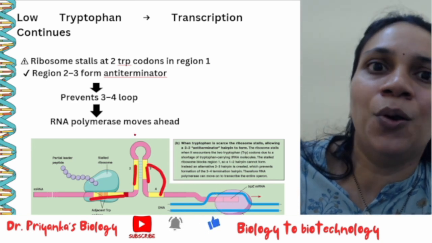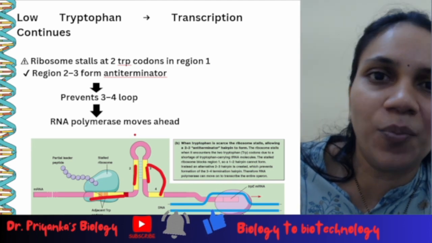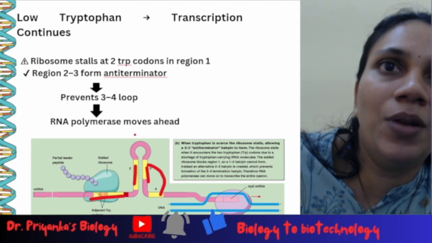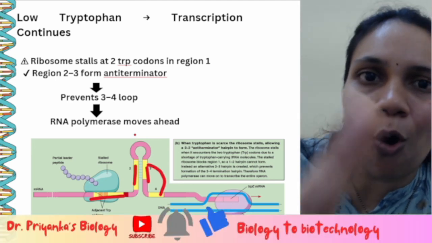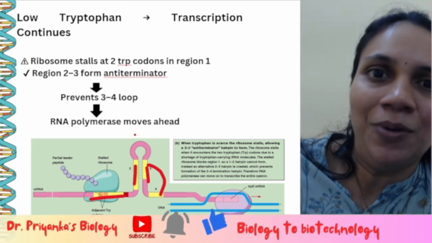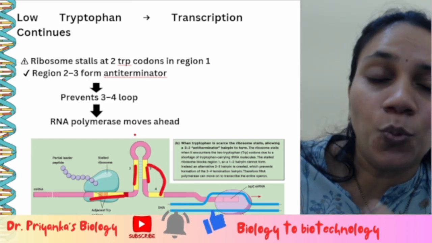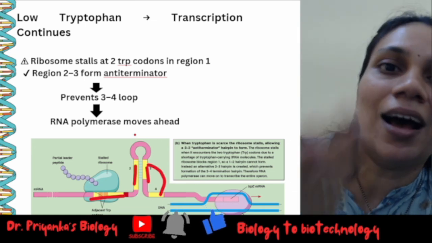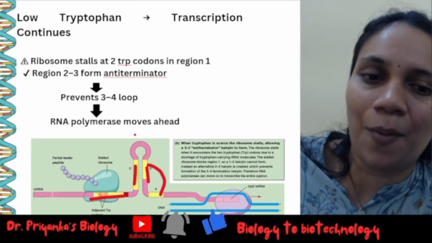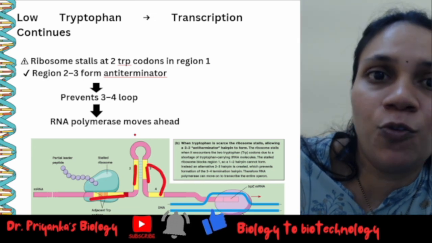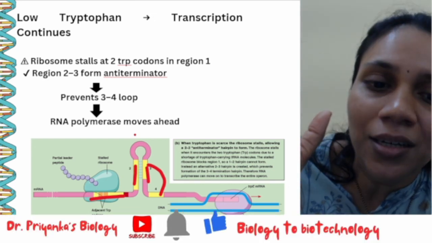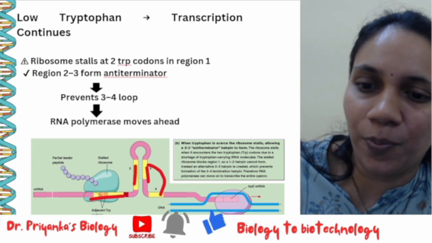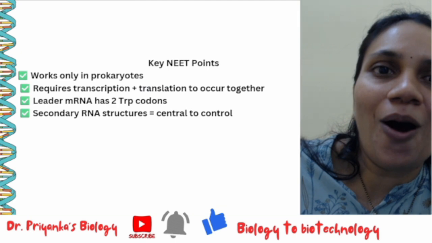This is just like when some relative or father is coming with some sweets or chocolate, and if there are two siblings, definitely one sibling is going to run faster and make sure that all the chocolates are with that sibling. With this, that kid is blocking the other kid from taking the chocolate. Same thing is happening over here. Before the 3 and 4 loop could form, the 2 and 3 is going to form the loop. As a result, that anti-terminator is formed. So this was all about the trp operon.